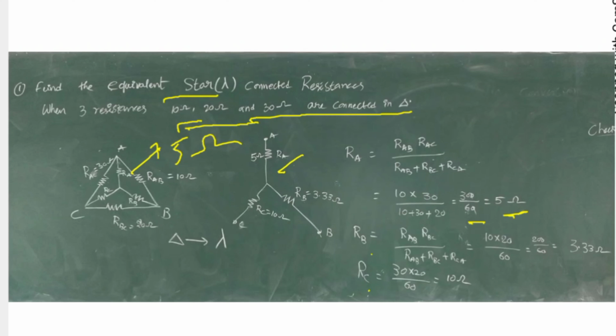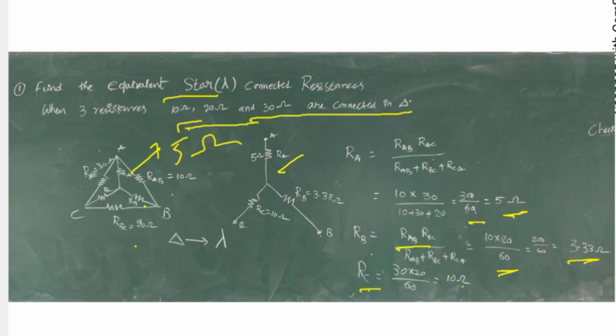RB equals 10 into 20, since the adjacent arms of RB are RAB and RBC. The product 10 into 20 divided by the total resistance 60 gives 3.33 ohm. Similarly, we can calculate RC, which is 10 ohm.